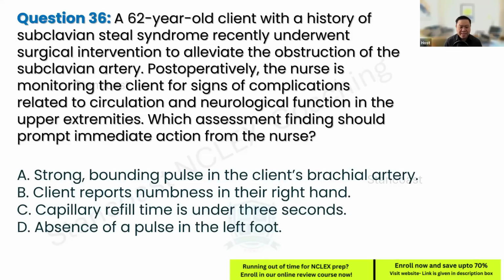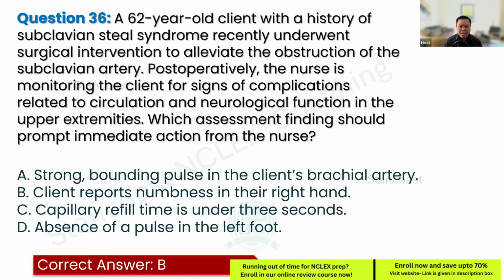The answer here is letter B, because subclavian steal syndrome can result from an obstruction or narrowing of the subclavian artery, typically impacting blood flow to the upper extremities, and neurological symptoms such as numbness in the hands indicate potential compromised blood flow and will require prompt intervention.